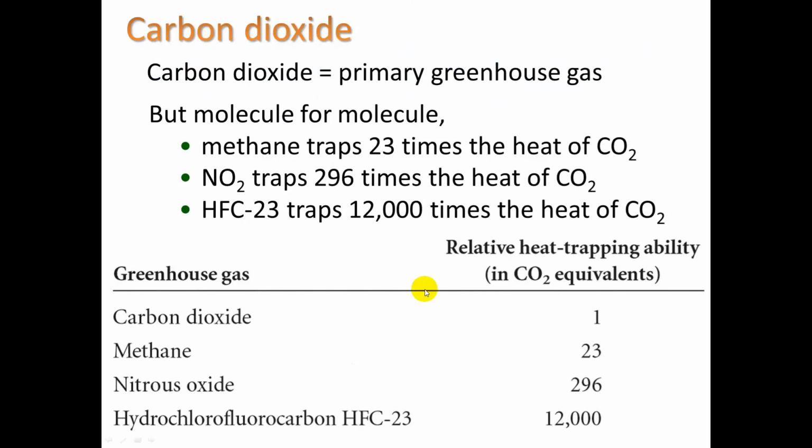So carbon dioxide is the one that has the biggest effect, but only because it has the most number of molecules. Methane is actually a stronger greenhouse gas, but there's not as many of them. Nitrous oxide is stronger, and hydrochlorofluorocarbon, CFC, being the highest.